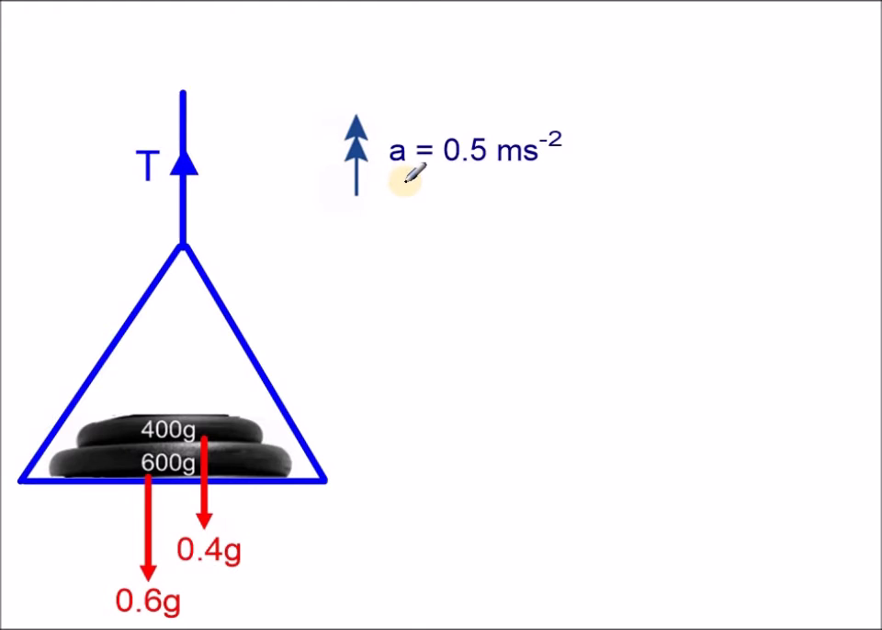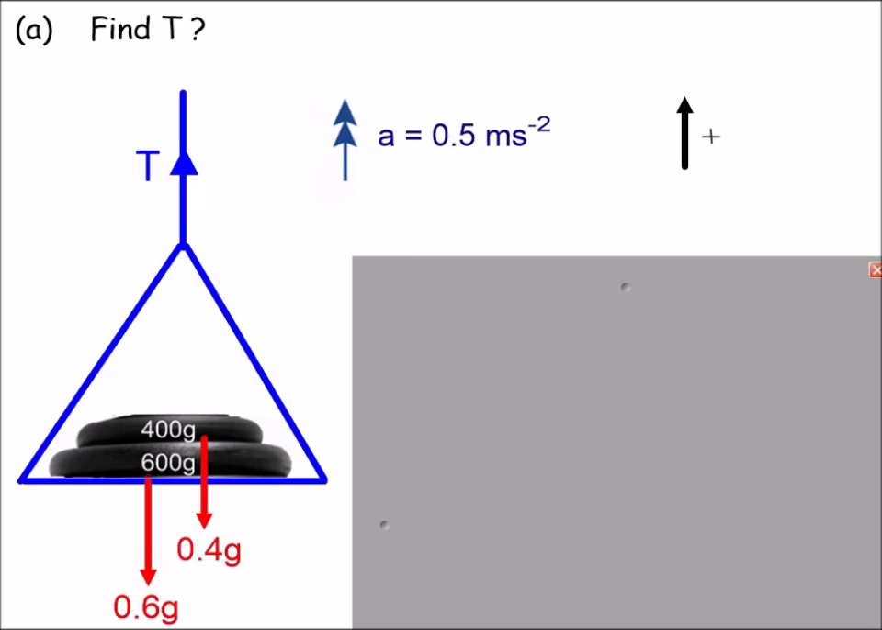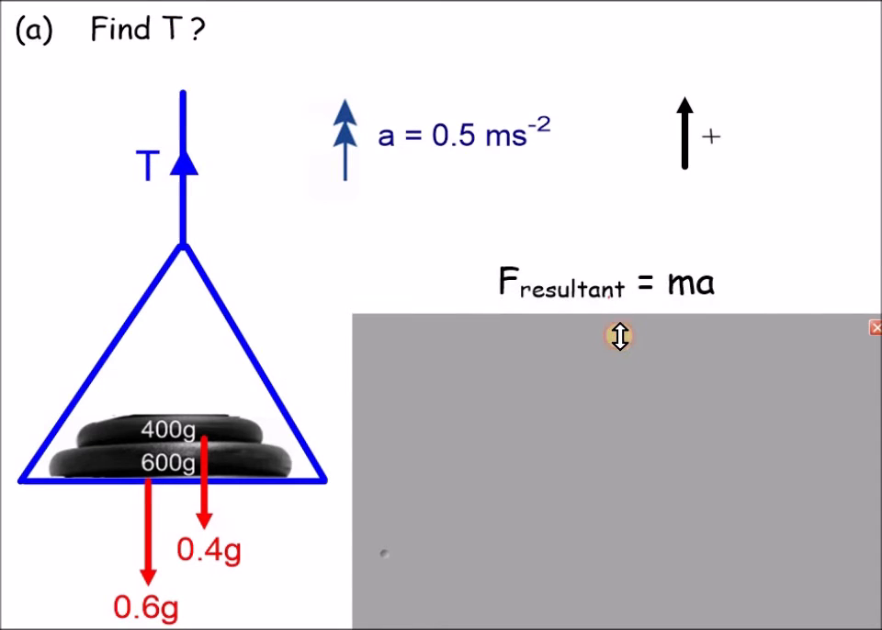We're given that the acceleration of the whole system is upwards at 0.5 meters per second squared. Because acceleration is upwards, I'm taking the upwards direction as positive. We're trying to work out T, the tension in the string, so F equals ma. This is the second law. We'll use it because we have acceleration.